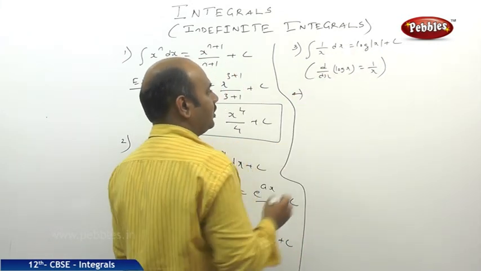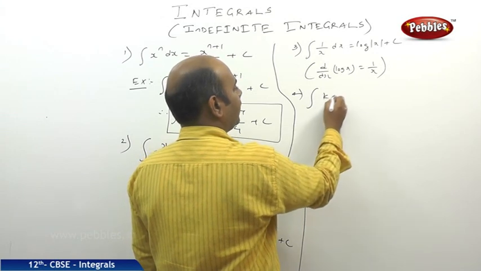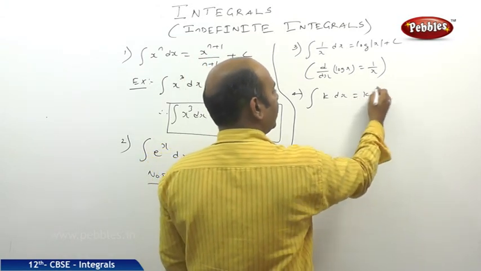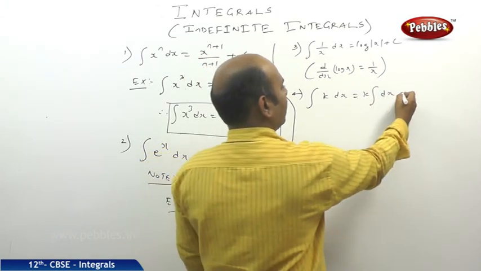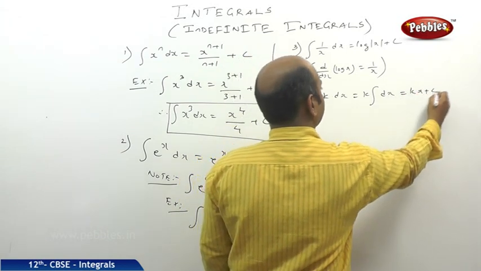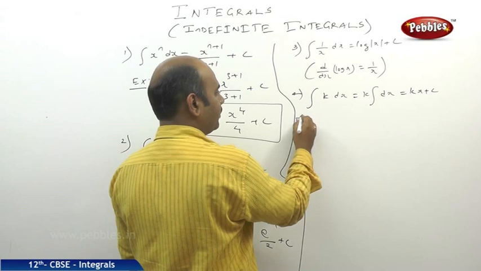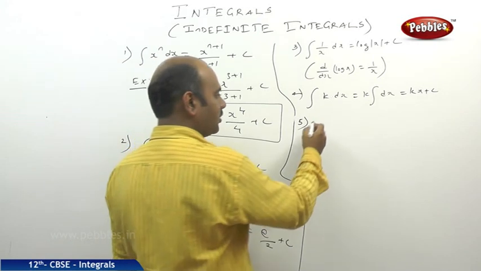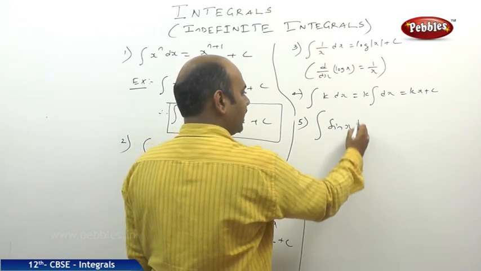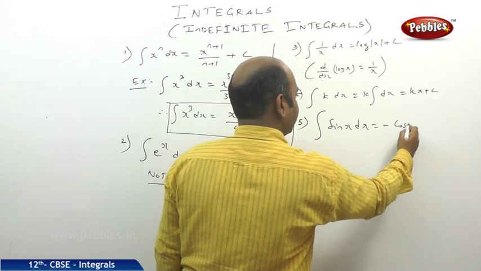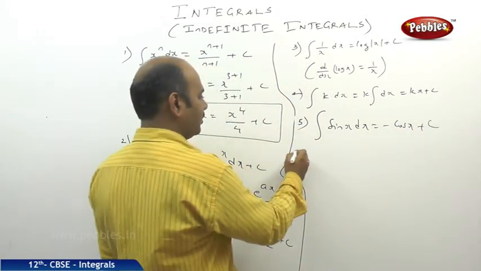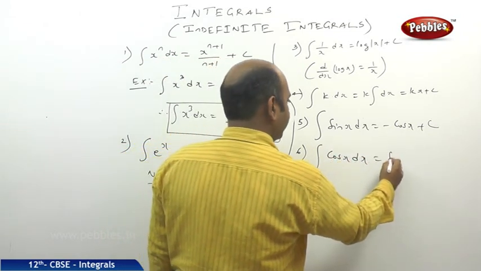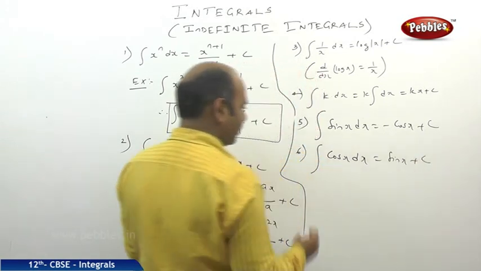Next, another formula we shall be seeing: integral of k into dx. Here k is some constant, that k will come outside, and there remains integral of dx, and finally our answer will be k into x plus c. Another formula. Now we shall be seeing some basic trigonometric integration formulas. Integral of sin x dx is nothing but minus cos x plus c. Next, integral of cos x dx will always be sin x plus c.